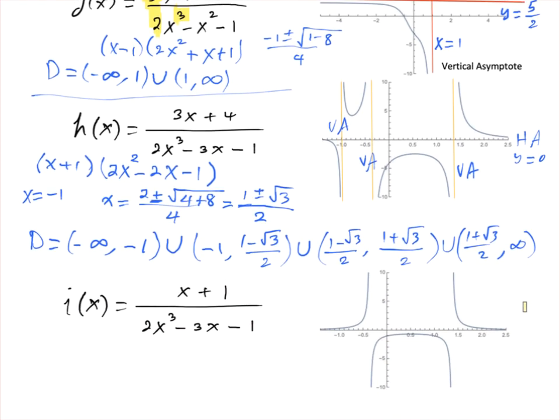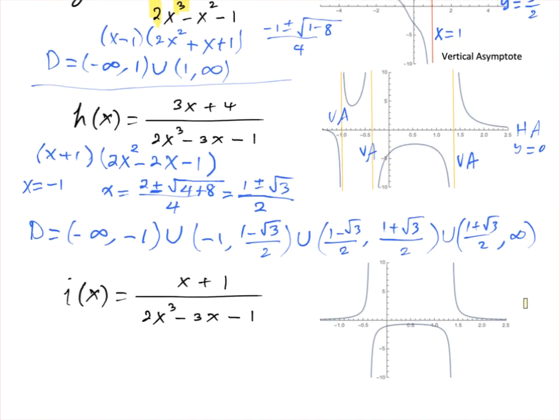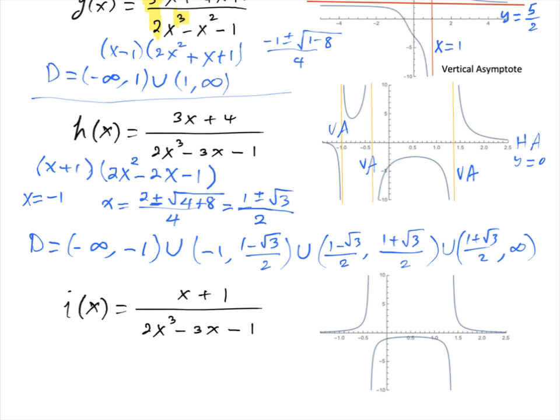Now let's look at another example here. This one, again, the denominator is exactly as in the previous example. So this is still x plus 1 in the denominator times 2x squared minus 2x minus 1. So you can tell that, you see, compare this with the one above it.